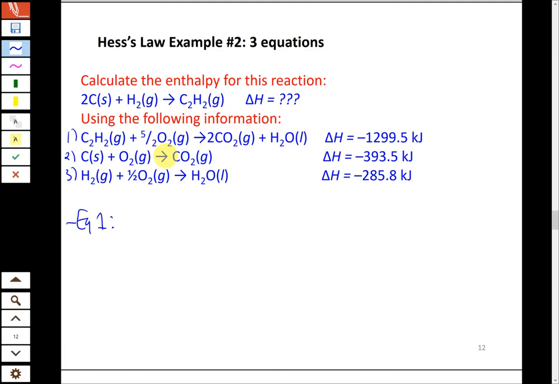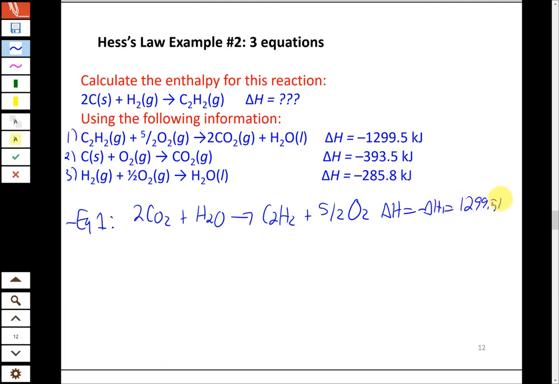And so this is going to just swap the reactants and products. So it's going to become 2CO2 plus H2O going to C2H2 and 5/2 O2. And for this one, we don't need to change the magnitude of delta H. We don't have to change the coefficients at all because we just want a coefficient of 1 in front of C2H2. But we did have to swap the reactions, and so we're going to change the sign of delta H. So instead of minus 1299.5, it's going to be plus 1299.5. So we switch the sign of the first equation.